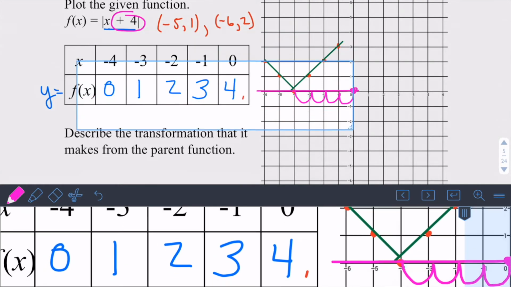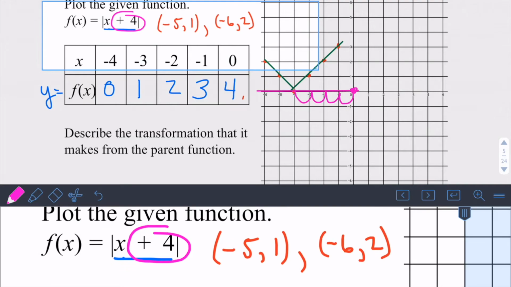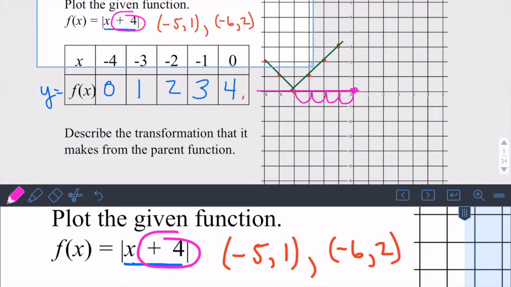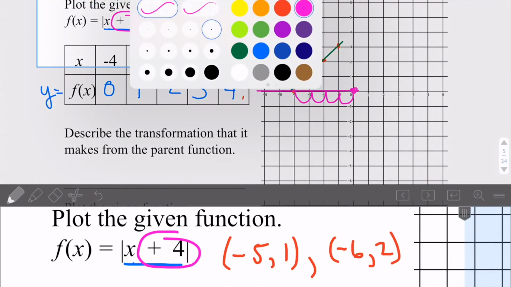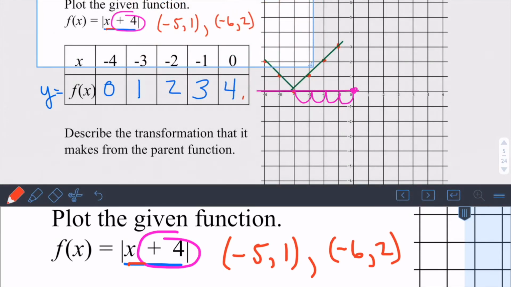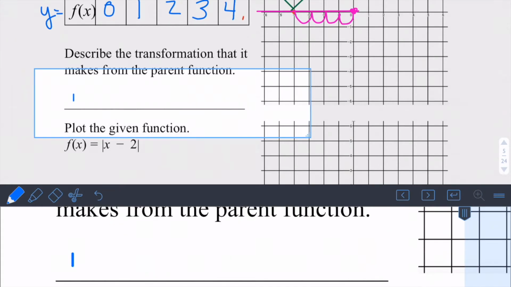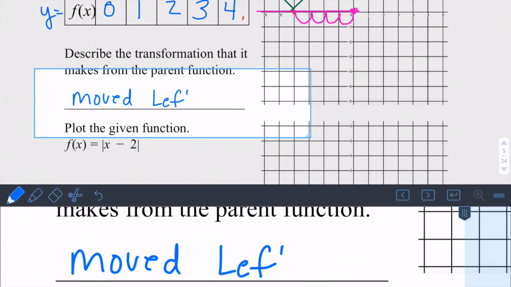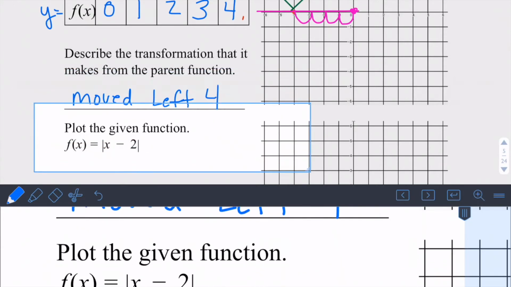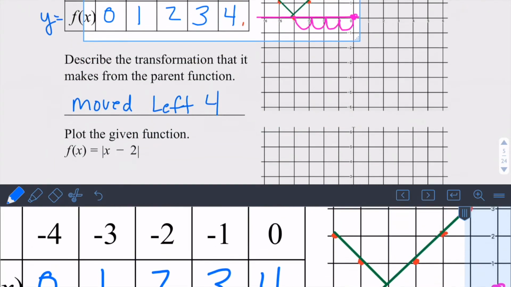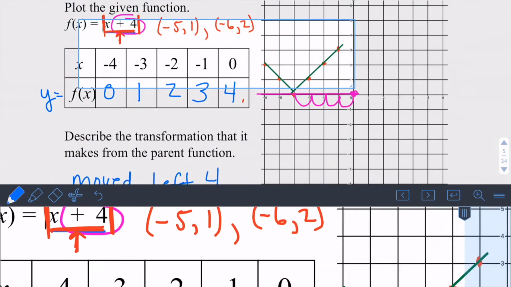So what this tells us is that when we're dealing with horizontal transformations, we're dealing with the inside part, so what's inside the absolute value bars. And we move opposite of the operation sign. We're going to describe that it moved left 4.